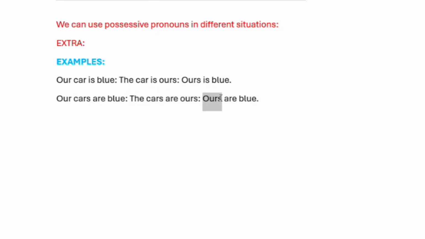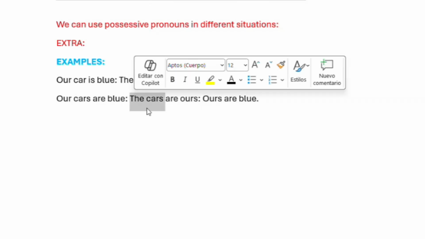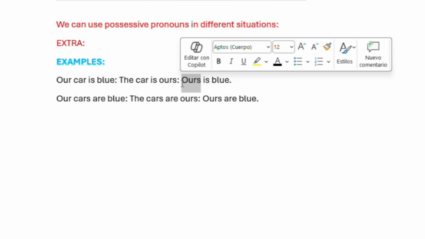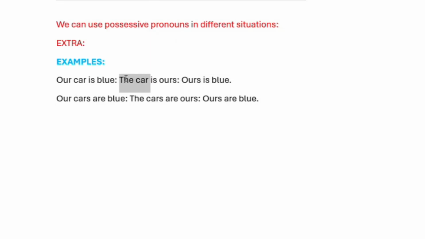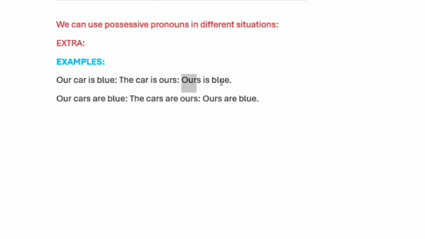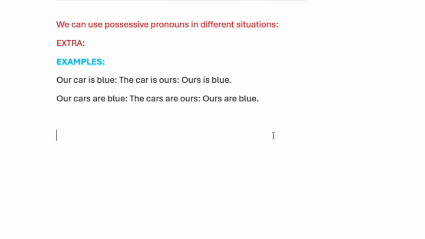Ours is at the beginning, and it substitutes the noun, the cars, in plural form. In this case, ours is the possessive pronoun, the pronoun that substitutes the noun, the car. In a singular form, ours is blue, and ours are blue.